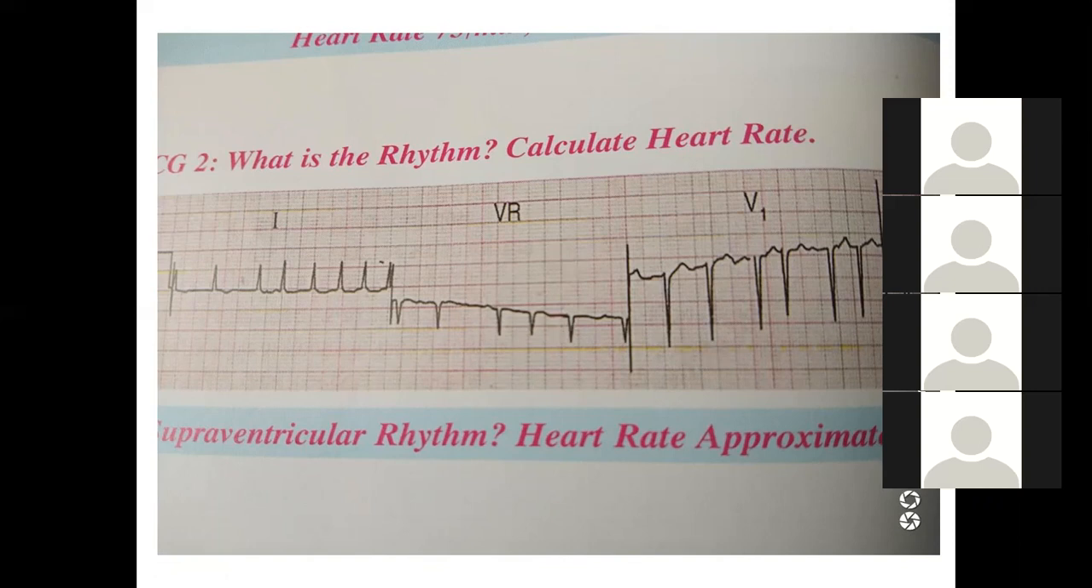So what is the heart rate between 60 and 150? It is above 150, 160. Is it normal or abnormal? Abnormal. Sir, you said sinus tachycardia can also be physiological in origin.